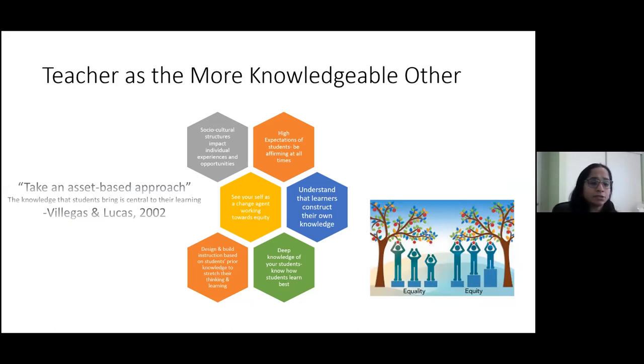In Canada, we have a blend of different ethnicities, people, students of different abilities. So what we look for in our education system or in our teaching practice is equity, not equality. And you can see the difference in that picture that I've put up there, where everybody has a fair chance of success. Then you must have high expectations for your students at all times, be affirming to them at all times.